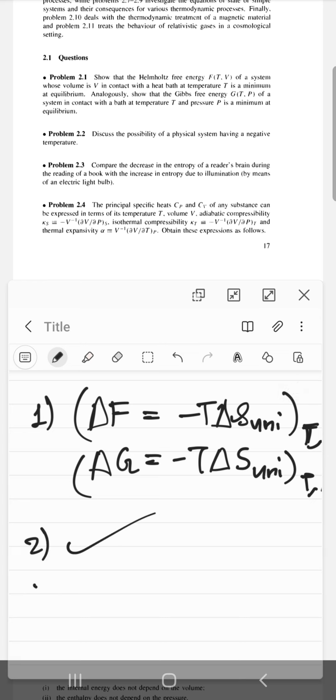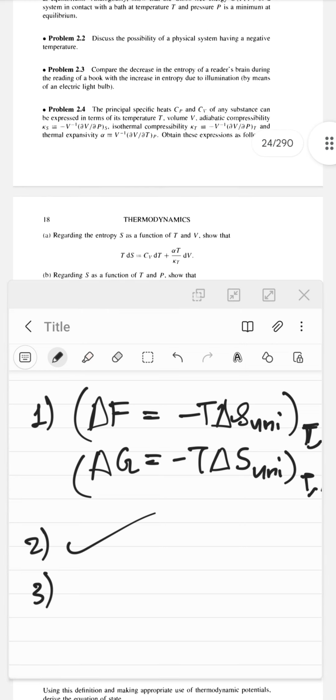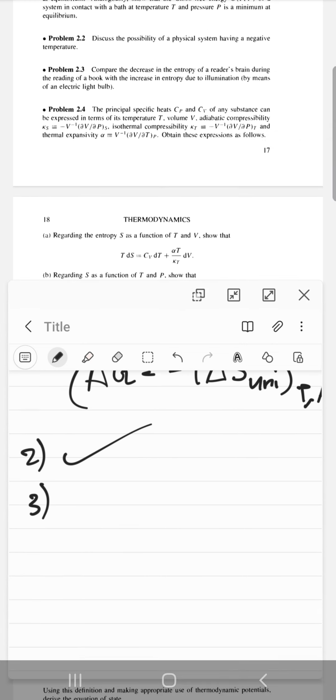Second is, yeah, there is certainly a possibility. Third is, compare the decrease in the entropy of a reader's brain due to reading of a book with the increase in entropy due to illumination by means of electric light bulbs. So this is completely poor, because the first entropy decrease is more like the computer science version of entropy, where you're talking about information, right? And that's completely different from thermodynamic entropy, which deals with particles. So you cannot compare these two things. It doesn't make sense.